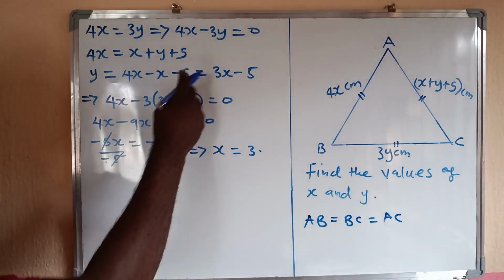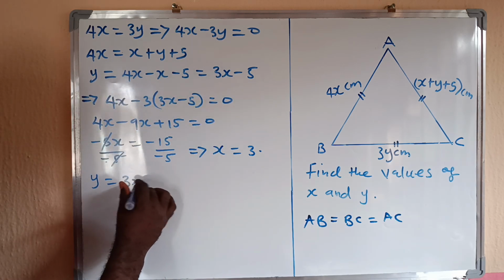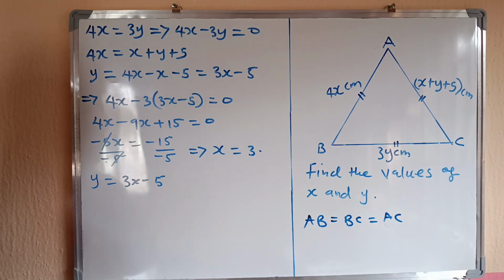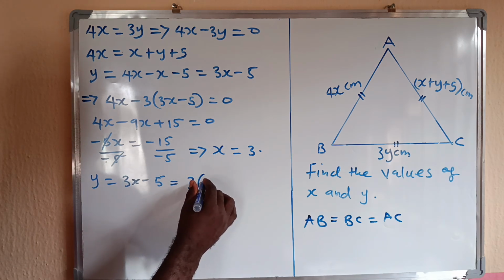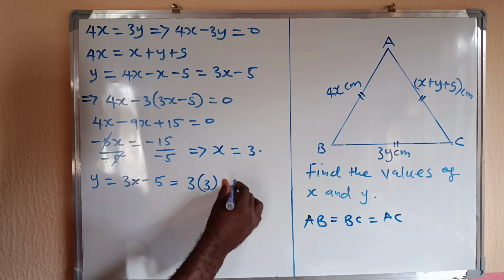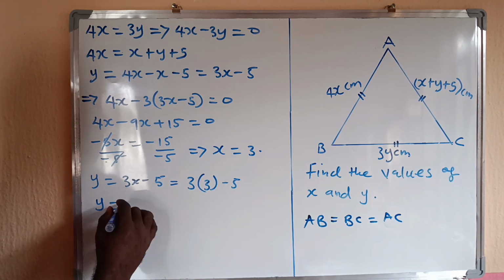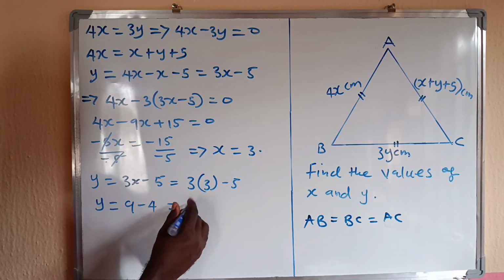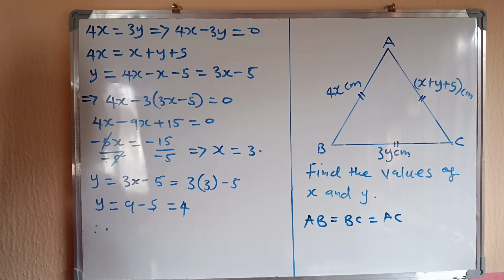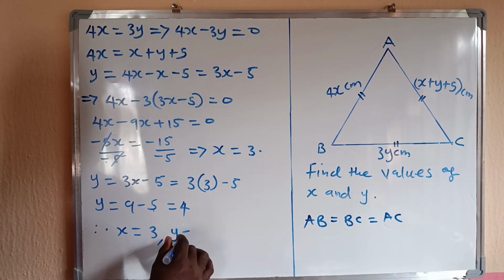How do we get y? Remember that y is of the equation y equals 3x minus 5. And then what is x? x is 3. And this is 3(3) minus 5. So my y will be equal to 3 times 3 is 9. 9 minus 5 will give me 4. Therefore, the values of x and y: x is 3 when y is 4.